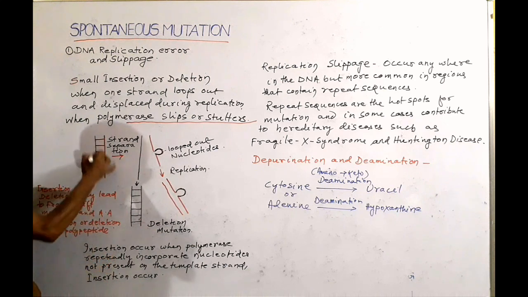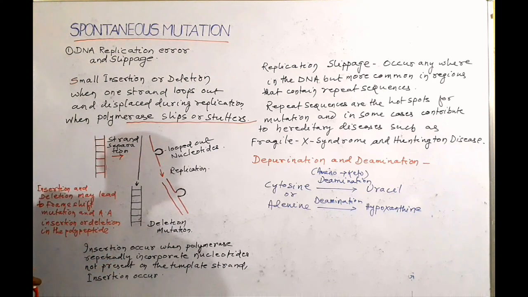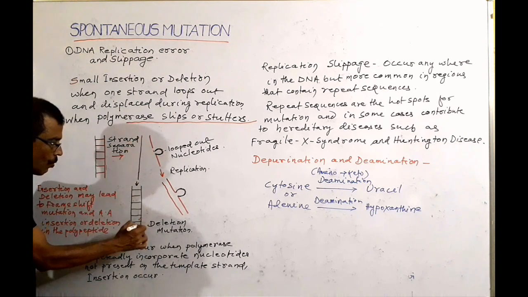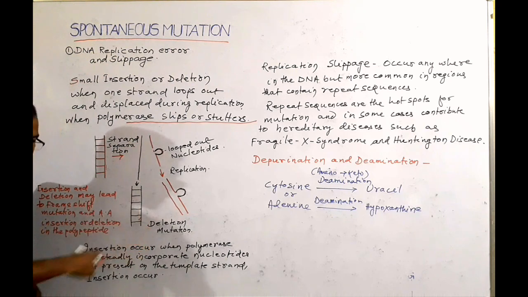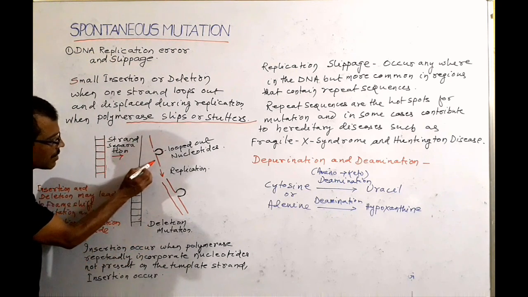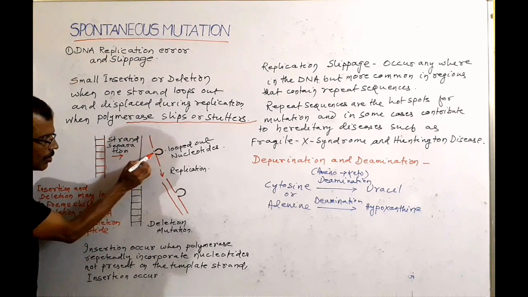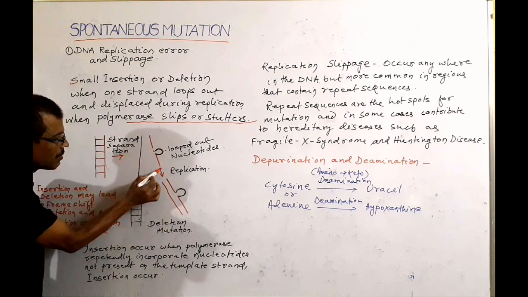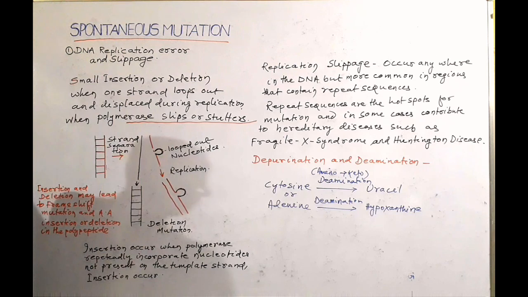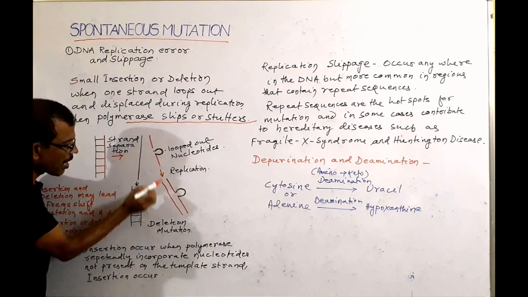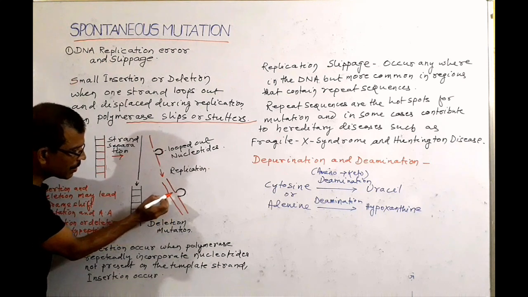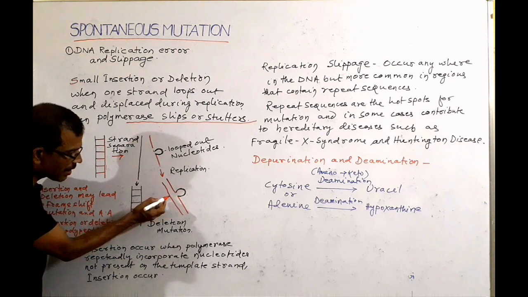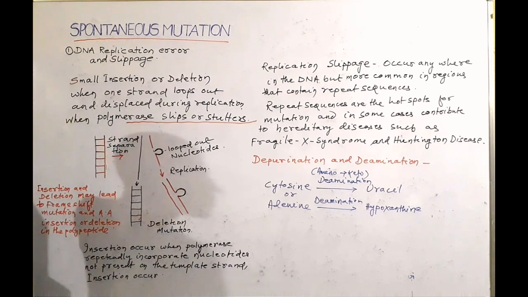Before replication, both of these strands have been separated, and this black color strand has been replicated normally without any deletion or without any insertion. But this red color strand has been looped here. So this particular looped region will be missed when this template is replicated. During replication this loop will not be replicated, so automatically there will be a small deletion.